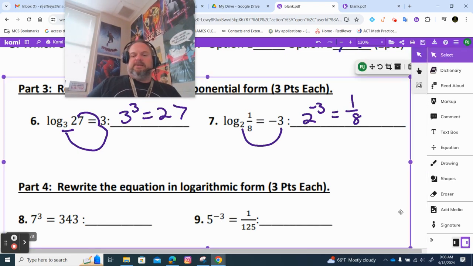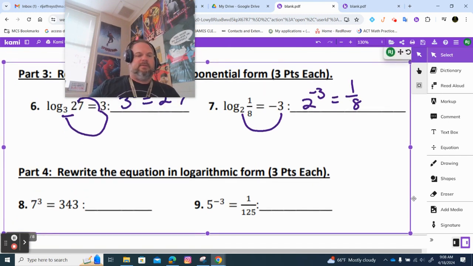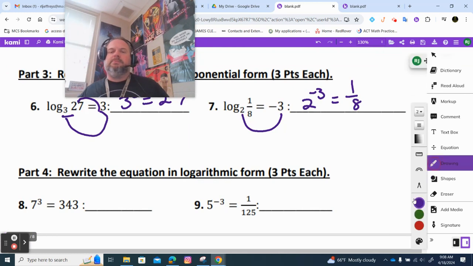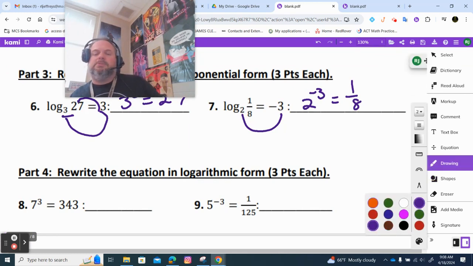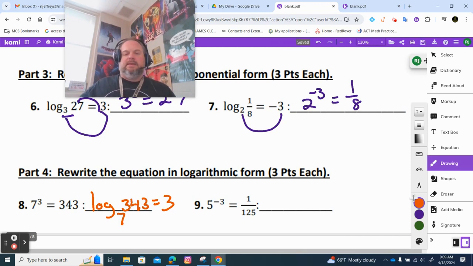Part 4 is the Missy Elliott of part 3. So log base 7 of 343 equals 3. Then log base 5 of 1 over 125 equals negative 3.